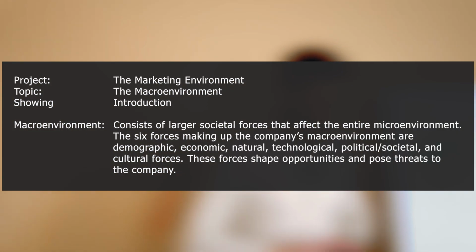The macroenvironment consists of larger societal forces that affect the entire microenvironment. The 6 forces making up the company's macroenvironment are demographic, economic, natural, technological, political and social, and the cultural forces. These forces shape opportunities and pose threats to the company.